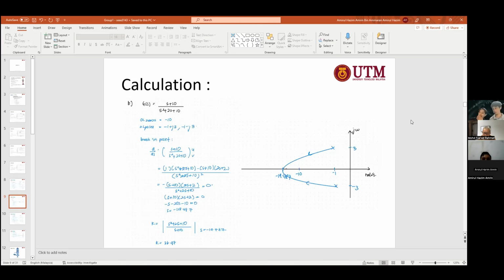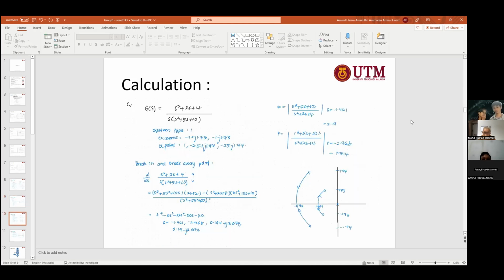Okay, so for the C question. The C question is the same as the B question. So here we can obtain that the type of the system is type 1. Okay, so open loop poles and then open loop zeros, and then we find the breakaway point, and then at the right bottom is the sketch for the transfer function. Next.